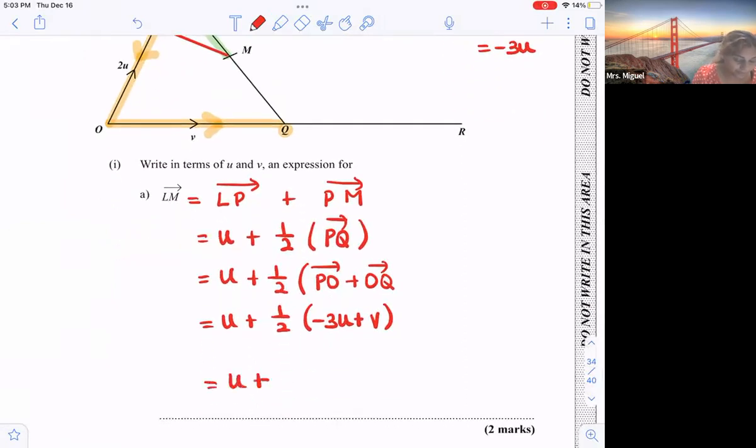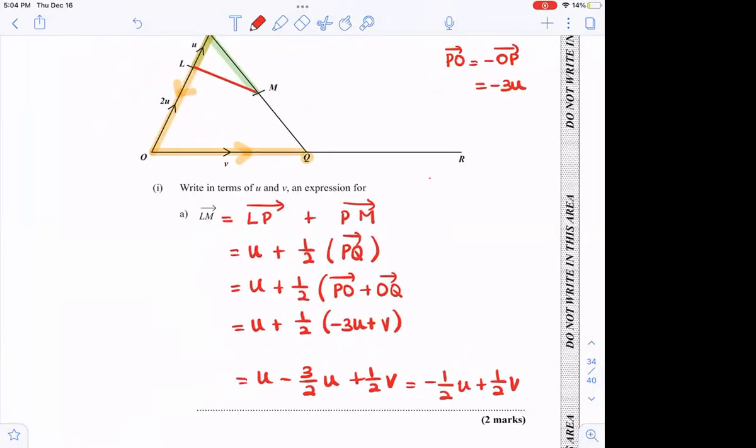So U plus minus 3 over 2U plus a half V. If we have a whole and we take away 3 over 2, we will get minus a half U plus a half V. Right? You all see that? Yes, miss. All right, so take it out.